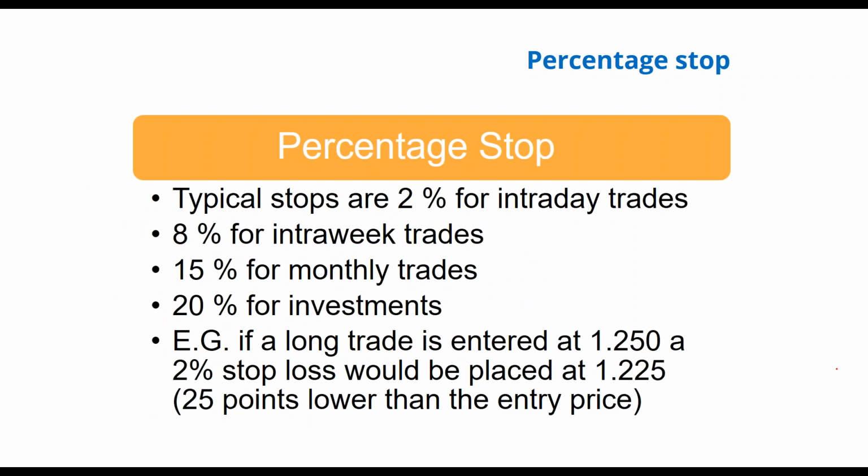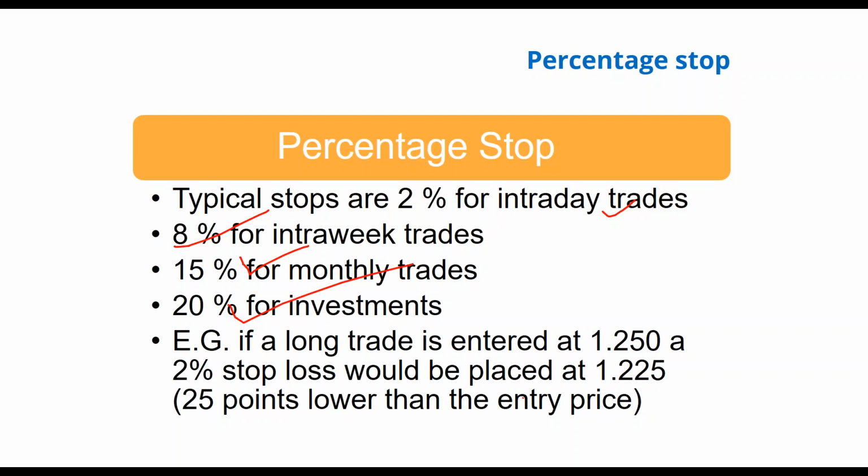Typical stops are 2% for intraday traders, 8% for intra-week trades, okay? So 2% for intraday trades, 8% for intra-week, 15% for monthly trades, 20% for investments, okay? And if a long trade is entered at, let's say, 1.250 and you have 2% of stop loss, you should place your stop at 1.225. So that is how you calculate this percentage stop, 25 points lower than the entry price.